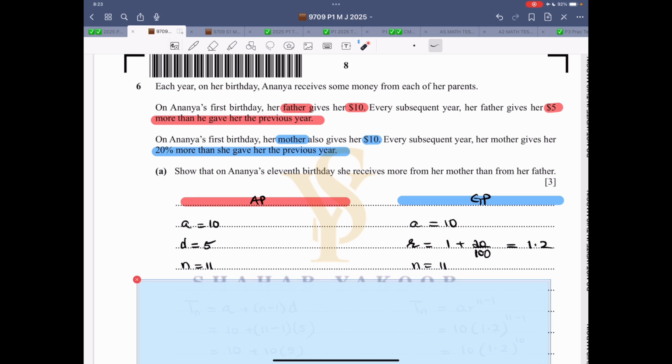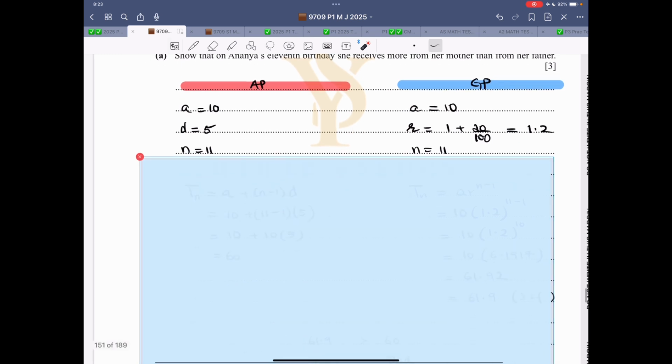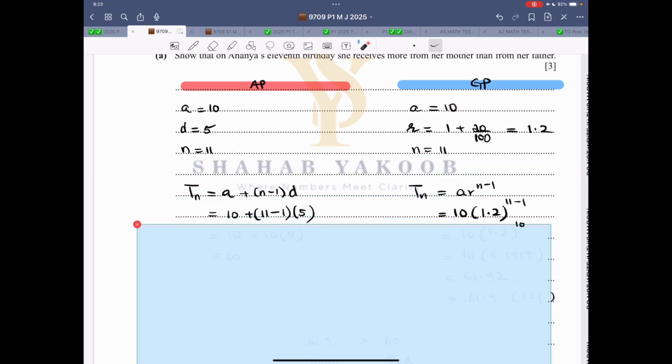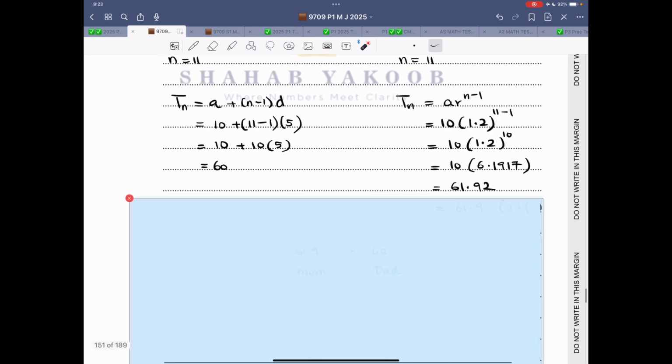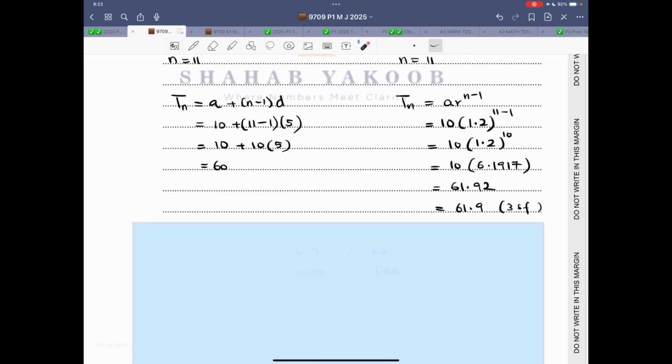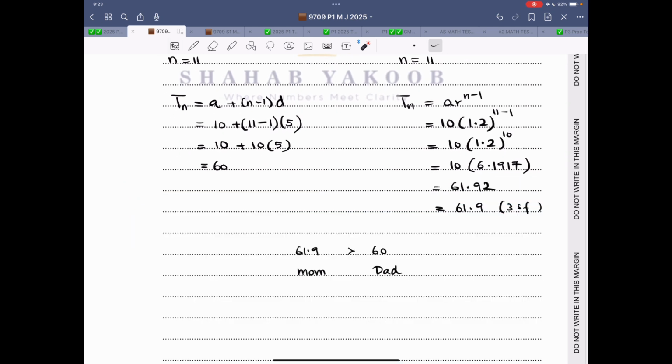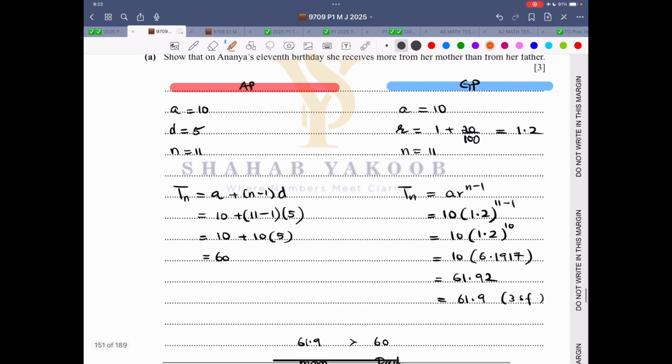So now that is the data. Always make sure to write the data. The common difference is 5. The common ratio is 1 plus R in decimal. 20% is 0.2, 1 plus 0.2, 1 plus 0.2 is 1.2. Number of terms 11. Our first term is 10. Use the formula, that is the particular term formula, because they are asking about that particular term. So now over here, that's the red marker. Tn is a plus n minus 1 into d. And similarly, GP is a r to the power n minus 1.